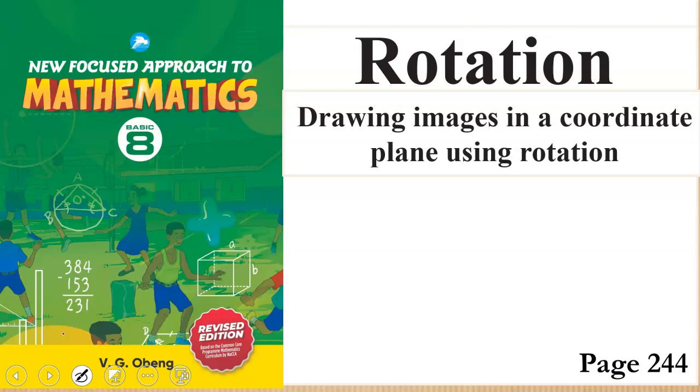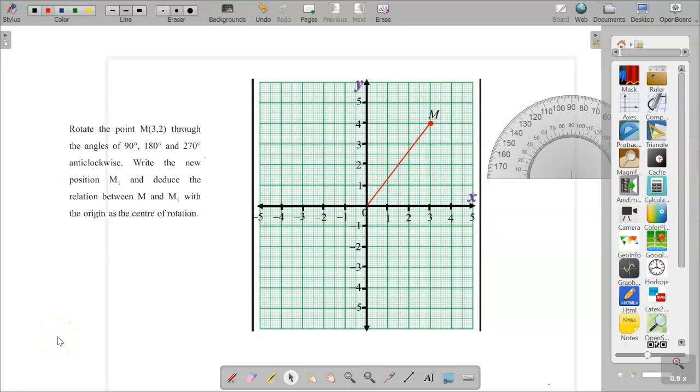In this lesson, we are looking at rotation, and the aspect is drawing images in a coordinate plane using rotation. This lesson can be found on page 244. So we're looking at, when we have a point, how do you rotate the point using the protractor approach? Then we'll use the calculated value, that is the formula or the relations. This is Open Board software, and we want to use it to do the demonstration.